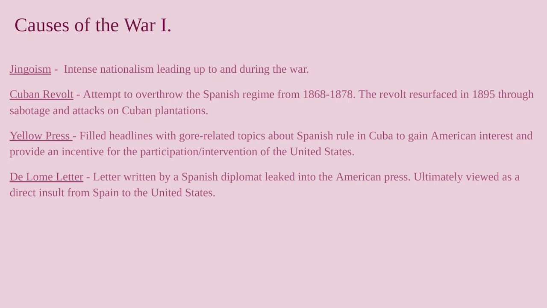Yellow Press, also known as yellow journalism, filled headlines with gore-related topics about Spanish rule in Cuba, over-exaggerating the actions of the Spanish in an attempt to gain American interest and provide an incentive for the participation and intervention of the United States. The De Lôme letter, written by a Spanish diplomat, was leaked into the American press and claimed to insult President McKinley, ultimately viewed as a direct insult from Spain to the United States.